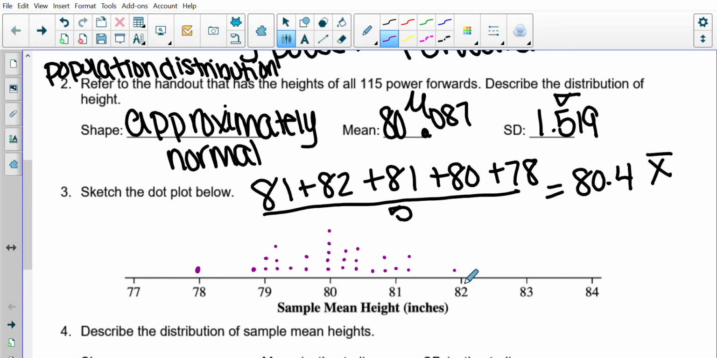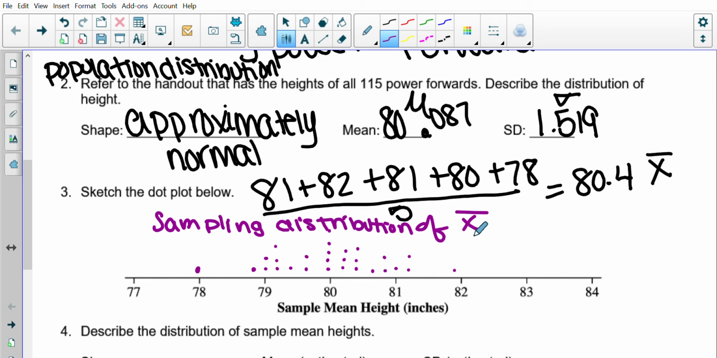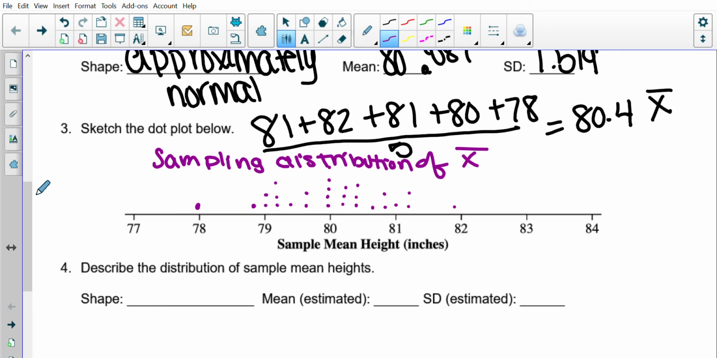Okay, and I did all this multiple times, and I found the means of 5 different samples, okay? And this is actually your sampling distribution of X bar, okay? So if we want to label it, sampling distribution of X bar, okay? Now, if I look at this, okay, tell me what shape you think this looks like.